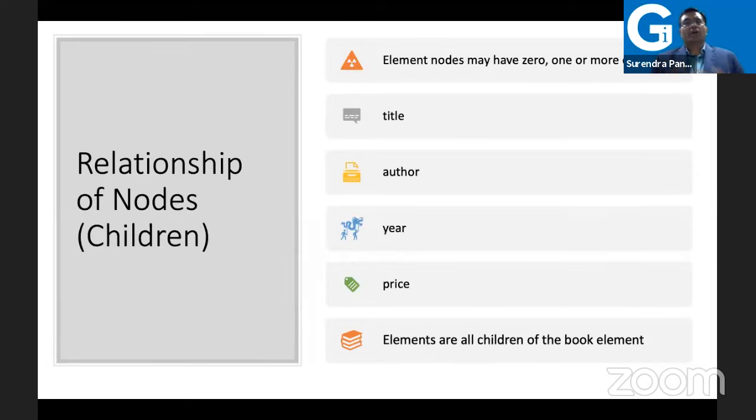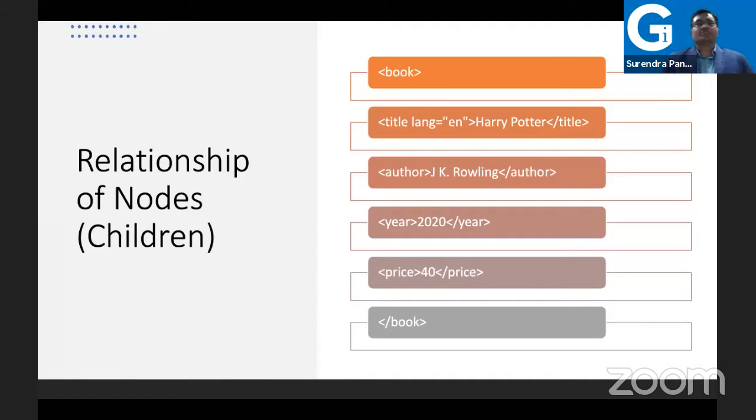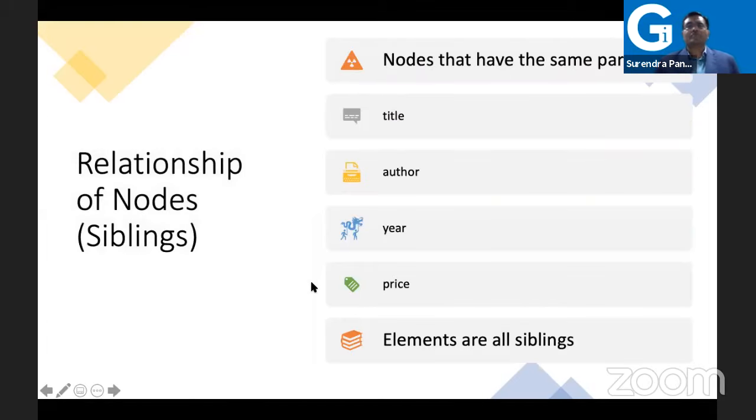So title, author, year, price, these are the children of the book. As I say, the book is a parent. Here, the title, author, year, and price are the children of the book. That is the relationship here. This is an example in the XML: whatever you see, title, author, year, price, they come under the book. So these are the children. That's the relationship.